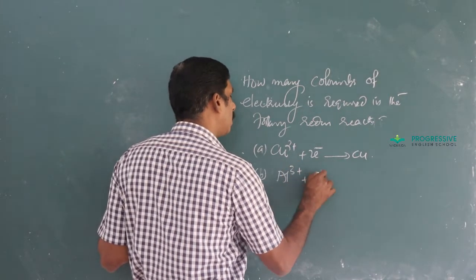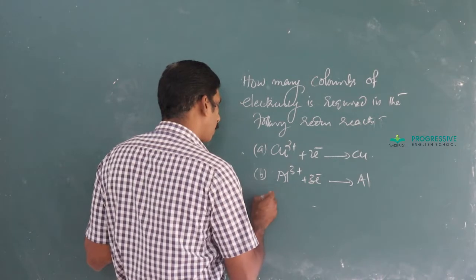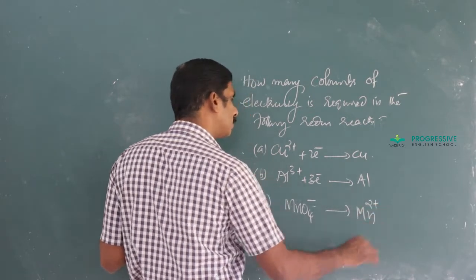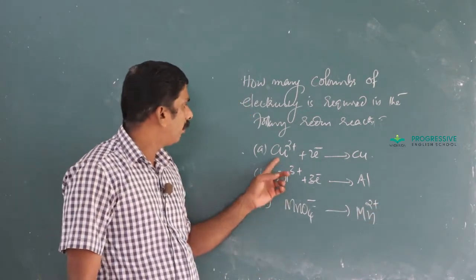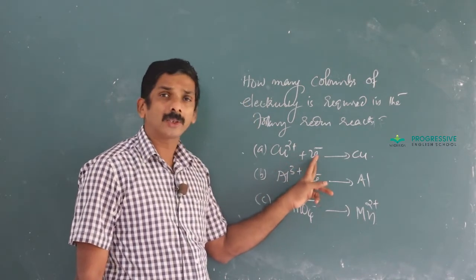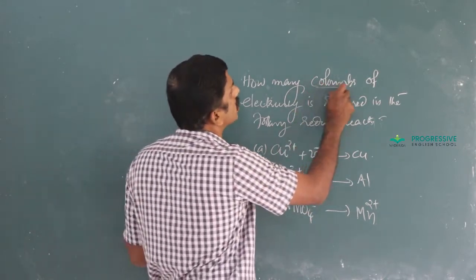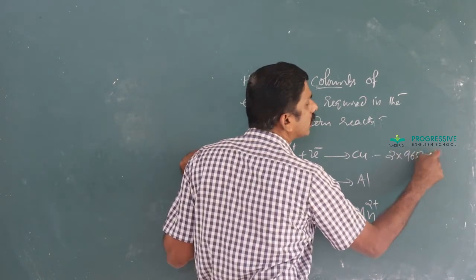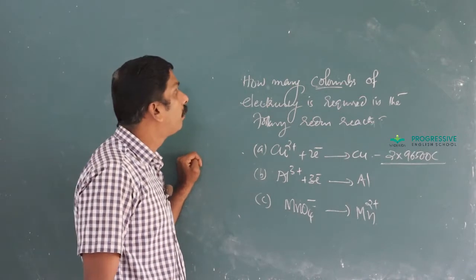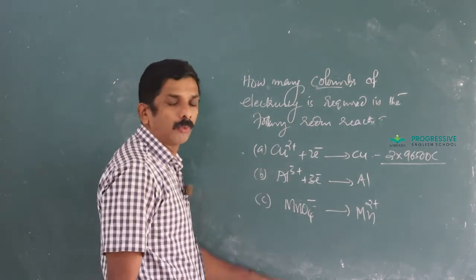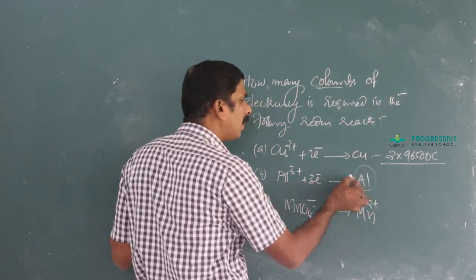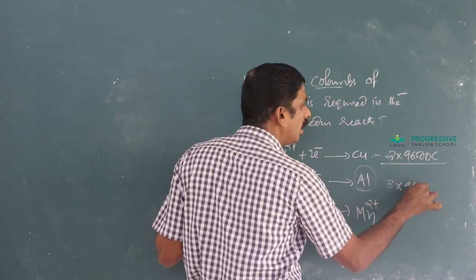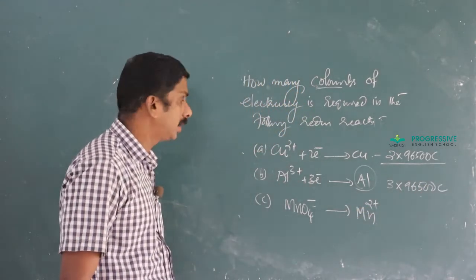Al3+ plus 3 electrons gives Al. Then MnO4- gives Mn2+. By the first and second equations, it is clear that here 2 electrons are involved. Therefore, 2 Faradays are involved. Number of coulombs means 2 into 96,500 coulombs of electricity is required to deposit 1 mole of copper. 1 mole of aluminium is deposited by the passage of 3 Faraday, or 3 into 96,500 coulombs of electricity.